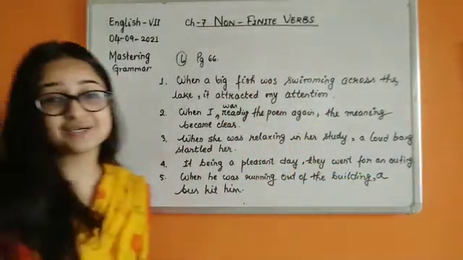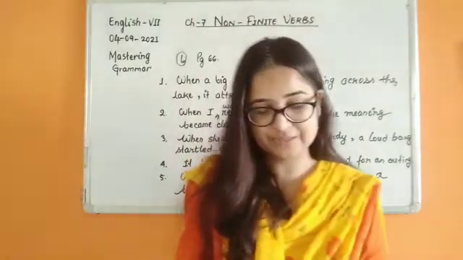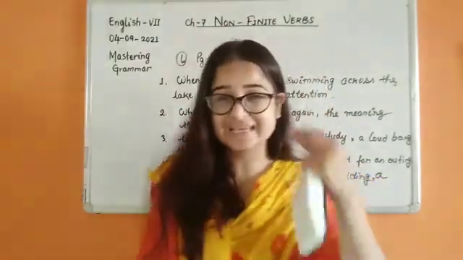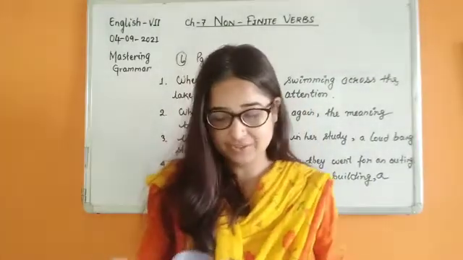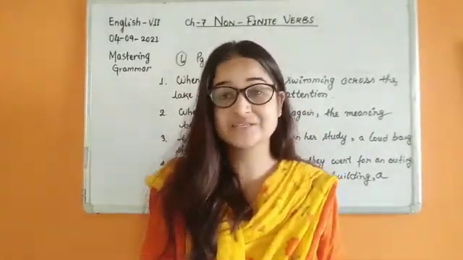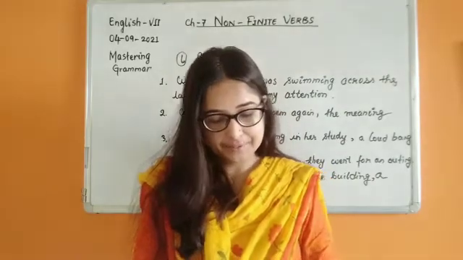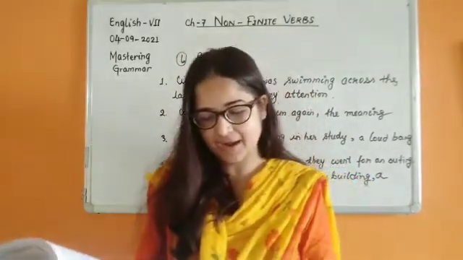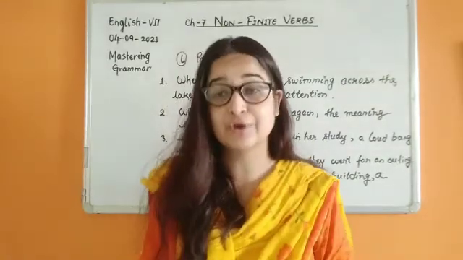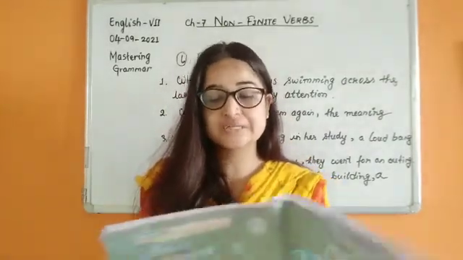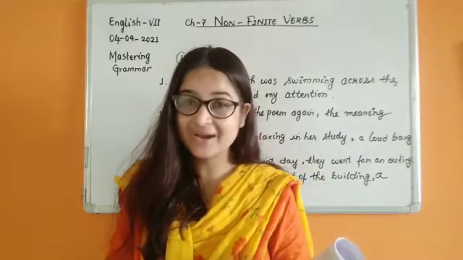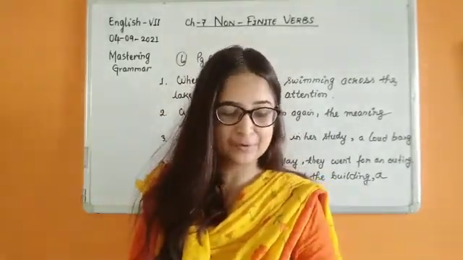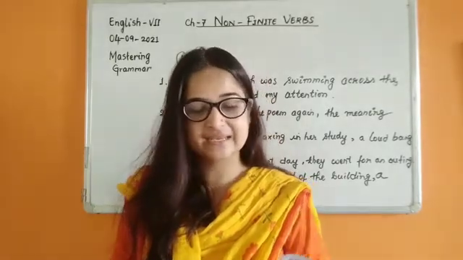Now let us learn about the difference between the gerund and the present participle, because they look the same, right? They are taking the same verb with ing added to the main verb. The gerund and the present participle are both formed by adding ing to the verb, but they are different from each other. Gerund is a verbal noun, whereas a participle is a verbal adjective.